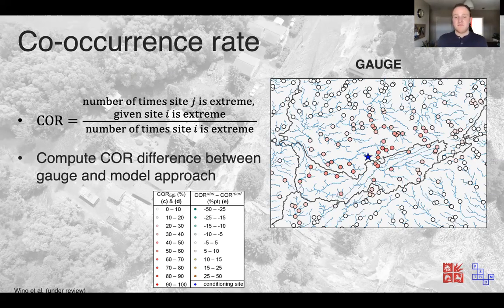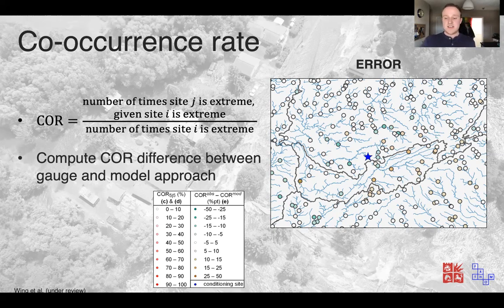In our paper, we vary this definition to see how the results change with different levels of event rarity, but for simplicity here, we just look at the 5-year. So for example, our site of interest here, the blue star, is where we're trying to characterize co-occurrence rates. The shades of red are co-occurrence rates as a percentage at the neighbors. Darker shades of red indicate higher correlations. These are the gauge-based co-occurrence rates, and then these are the model-based co-occurrence rates. And then if we subtract the two, we get a load of errors.